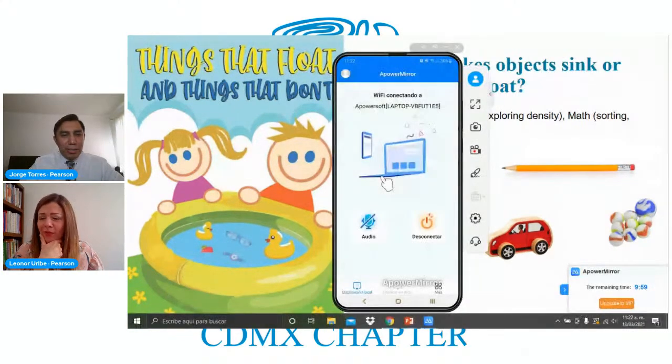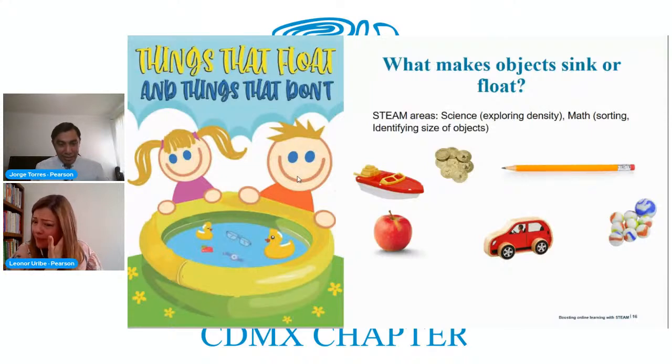Okay. So we have some people saying the pencil will float. Some people disagree with me. The pencil will float. Oh, there you go. Quite interesting. The apple will sink. Okay. Lots of people saying the pencil will float. The marble will sink. Okay.